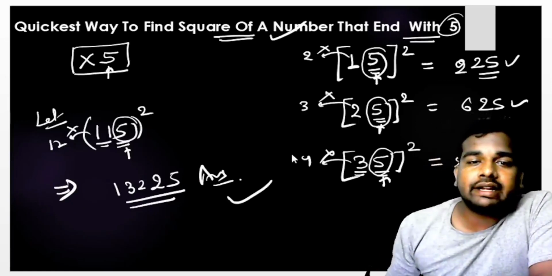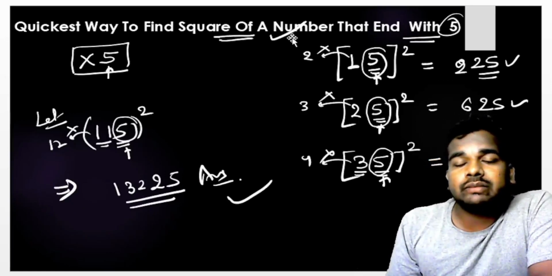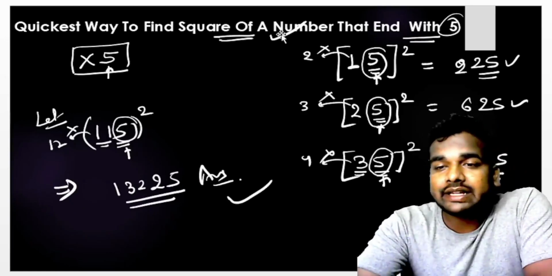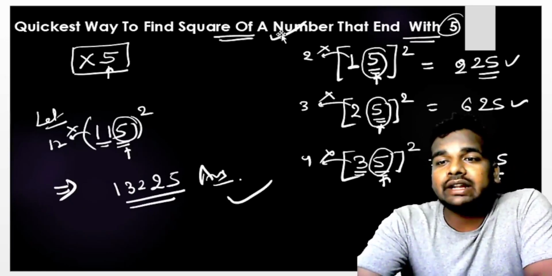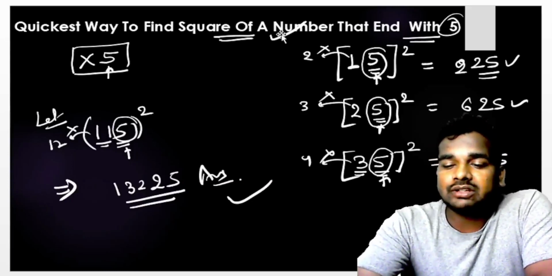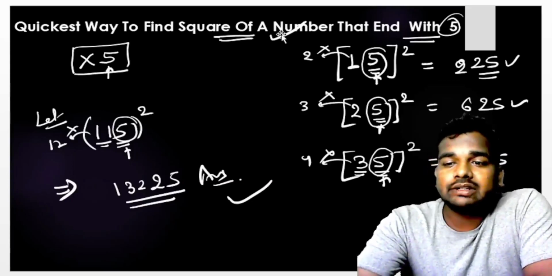In this class we have covered two topics. The first topic is the quickest way to find the square of a number that is nearer to 100, and the second topic is the quickest way to find the square of a number that ends with 5. Students, I hope you got the concept. Thank you.